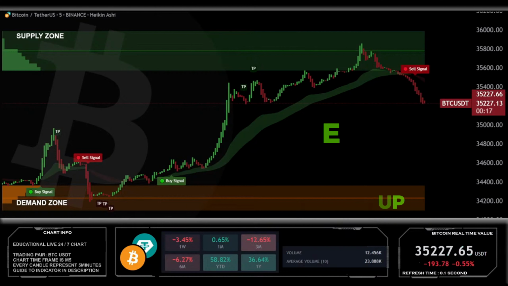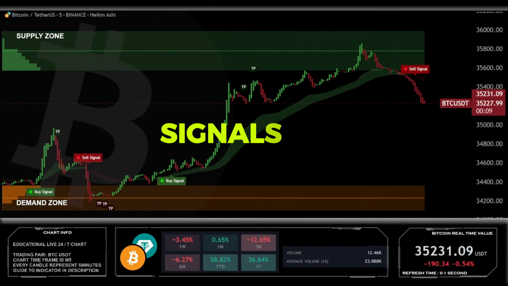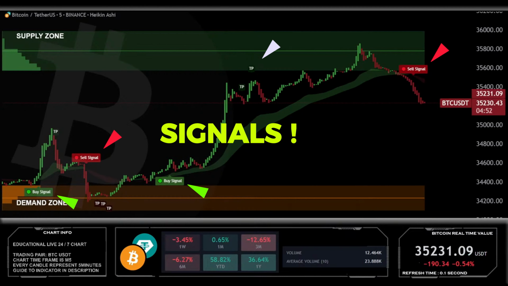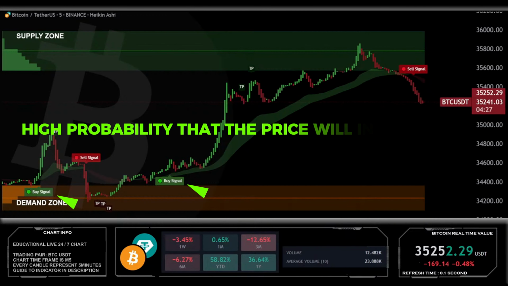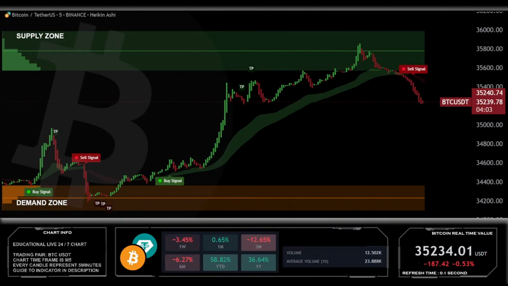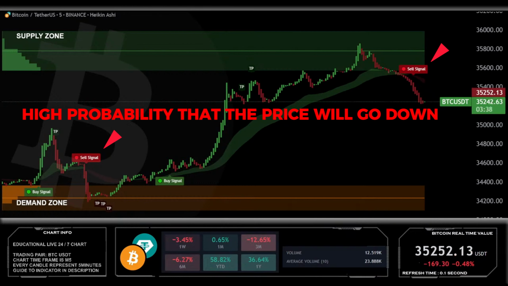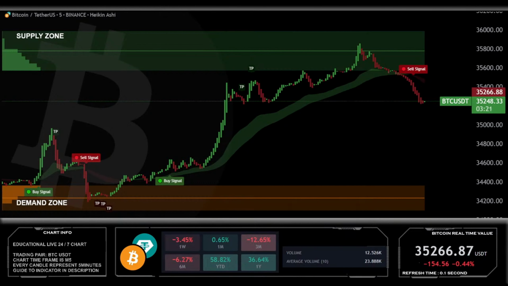Besides the zones on this chart, you also see 3 types of signals: buy signal, sell signal, and TP, which means take profit. A buy signal occurs when the market conditions favor an upward movement in price. It suggests a high probability that the price will increase, making it a favorable time to consider buying. Conversely, a sell signal indicates that market conditions are conducive to a downward movement in price. This signal suggests a high probability that the price will decrease, making it a suitable time to consider selling.